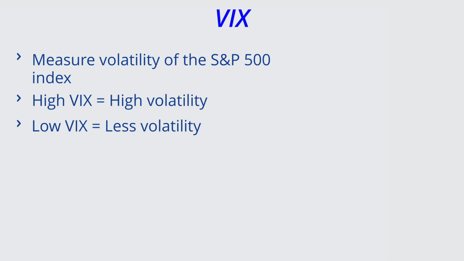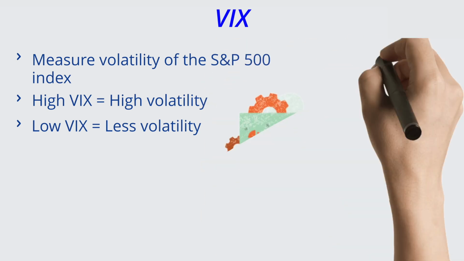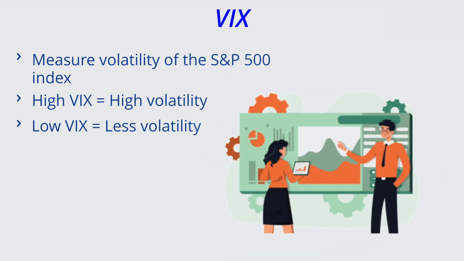In addition, the VIX index can also be used as a contrarian indicator. When the VIX is at an extremely high level, it may indicate that the market is oversold and due for a bounce back. Conversely, when the VIX is at an extremely low level, it may indicate that the market is overbought and due for a correction.